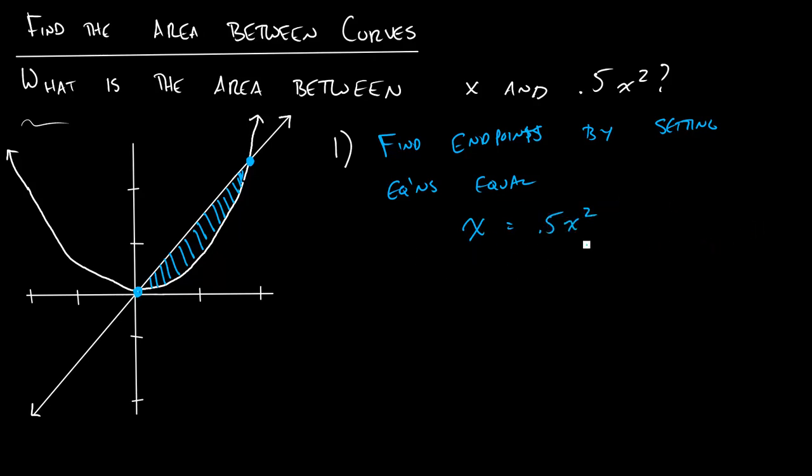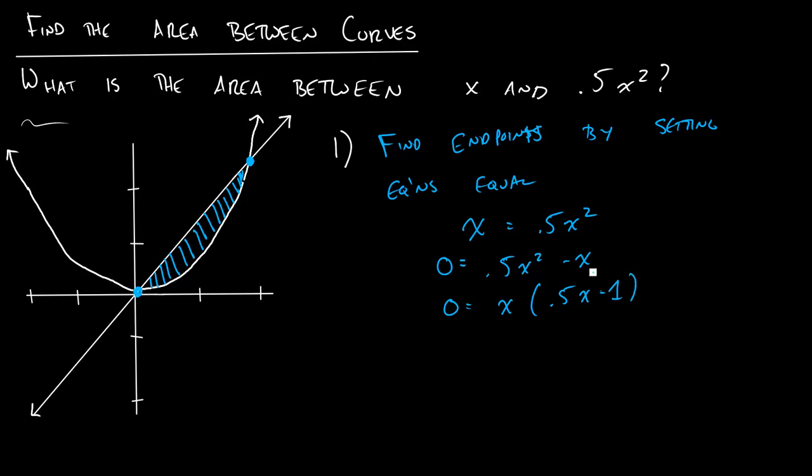And notice we have a quadratic here. Be very careful about dividing out x's. You don't really want to do that here. What is better to do is say 0 is equal to 0.5 x squared minus x, and from here you can factor it, right? So 0 is equal to x times (0.5 x minus 1).